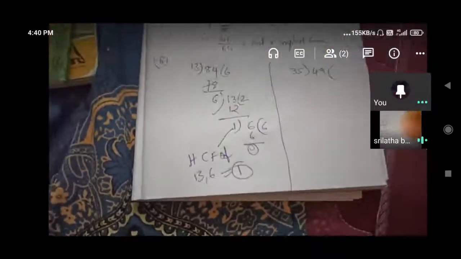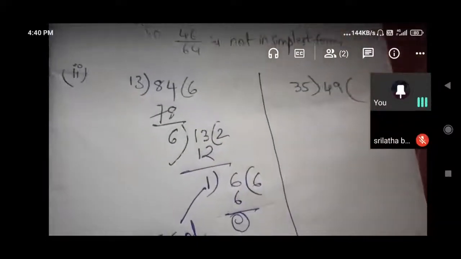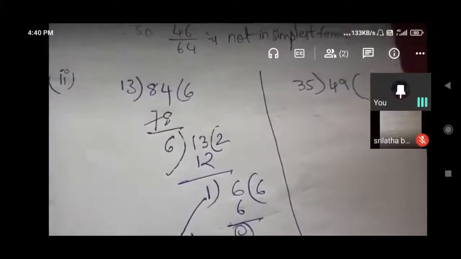Yes. What is the HCF here? This is the HCF of 13 comma 6. HCF of 13 comma 6 is equal to 1. Is it okay for you? Okay, like that. Do this one also. Try to do it like that. No problem if it takes more time. You should get knowledge. Do this one also. I will keep your screen only here.